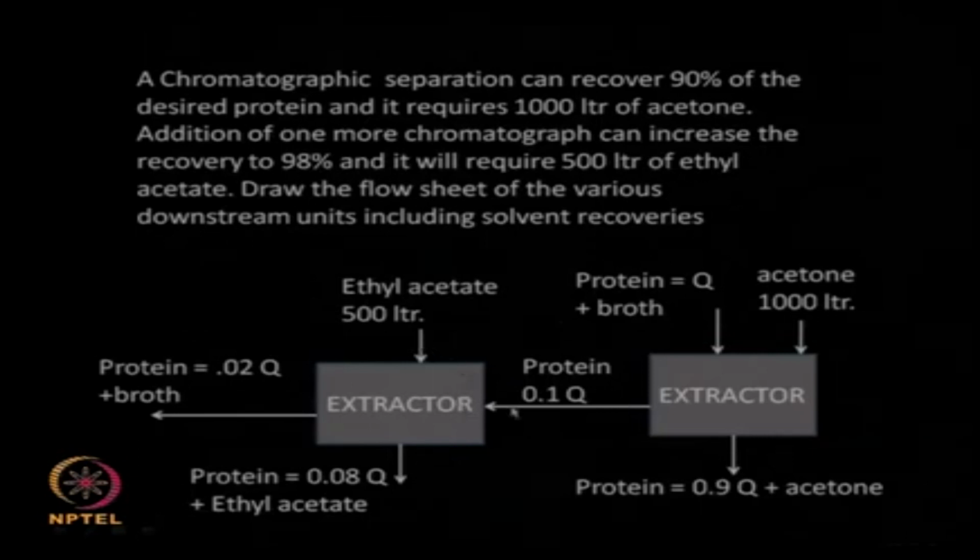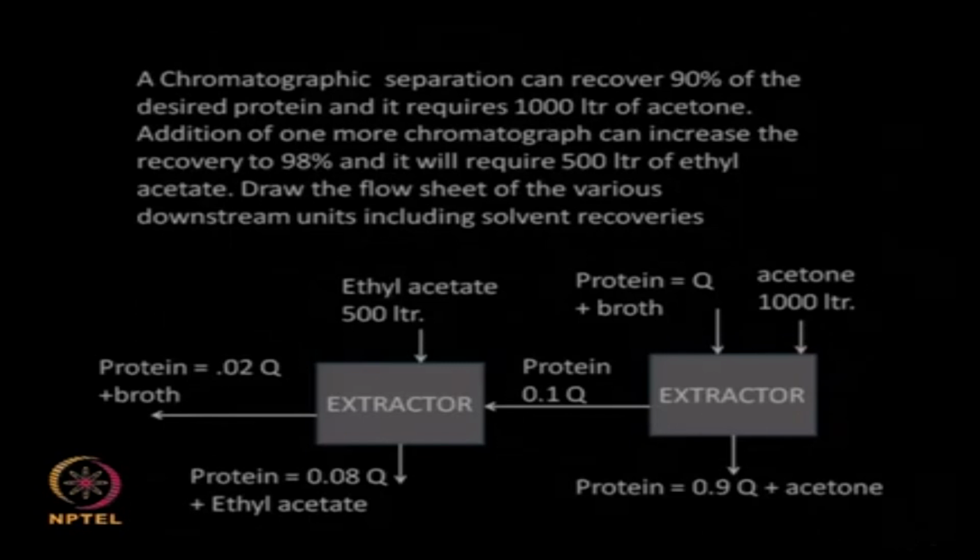Now what you do, you put in another extractor and now you are using ethyl acetate, 500 liters of ethyl acetate, to recover. Now the extraction efficiency becomes 98%, that means only 2% is lost, whatever you started with. So you have 8% coming out with the ethyl acetate fraction, understand. So you have 90% coming out with the acetone fraction and 8% coming out with the ethyl acetate fraction. So the problem is, draw the flow sheet of the various downstream units including solvent recoveries.